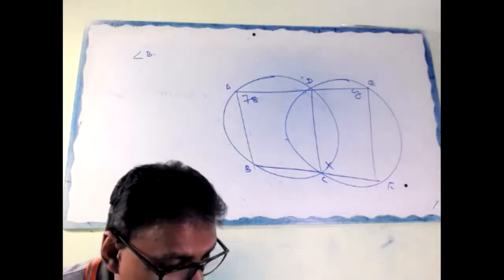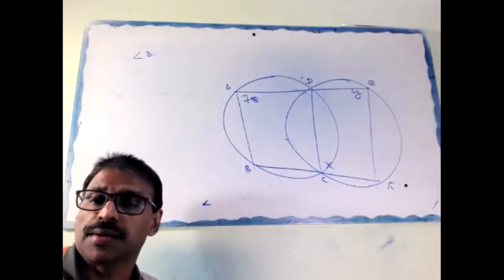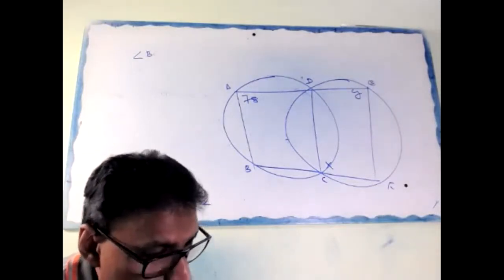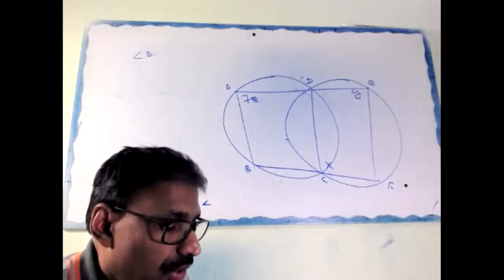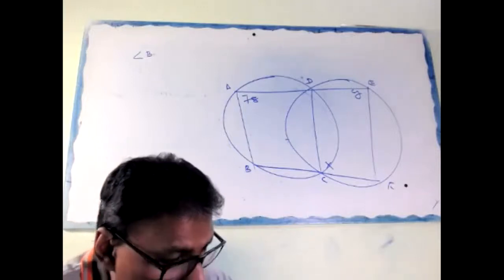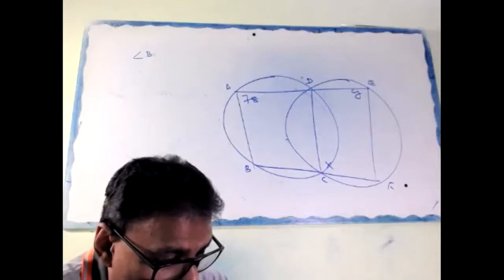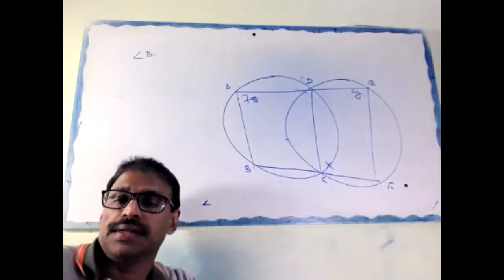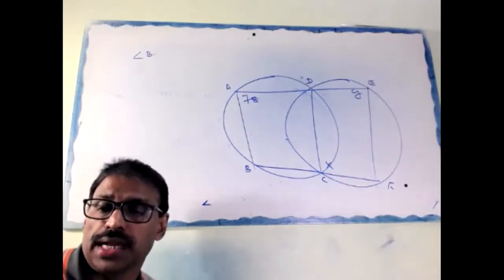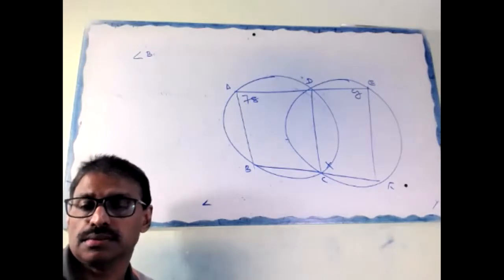First question: if the non-parallel sides of a trapezium are equal, prove that it is cyclic. Clear now? Question number one, clear or not? Okay, so let's start. Switch on your cameras. Now it's 6:50, 10 minutes. At 7 o'clock sharp we are finishing, and send me the answer, okay? Cameras on, all.